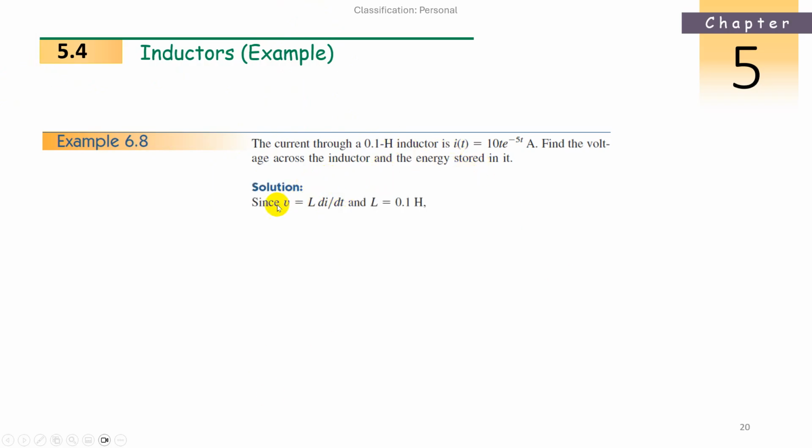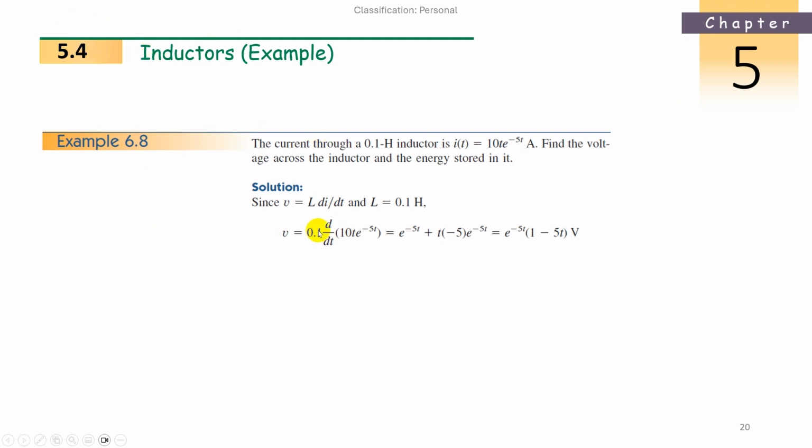So what is the first one? We know that V = L di/dt, and L is 0.1 henries. This di/dt we can find by differentiating i = 10 t e^(-5t). We differentiate using the UV method: 10 comes out, and we have t e^(-5t), which is AB. Differentiating AB: first differentiate A keeping B as it is, plus differentiate B keeping A as it is.